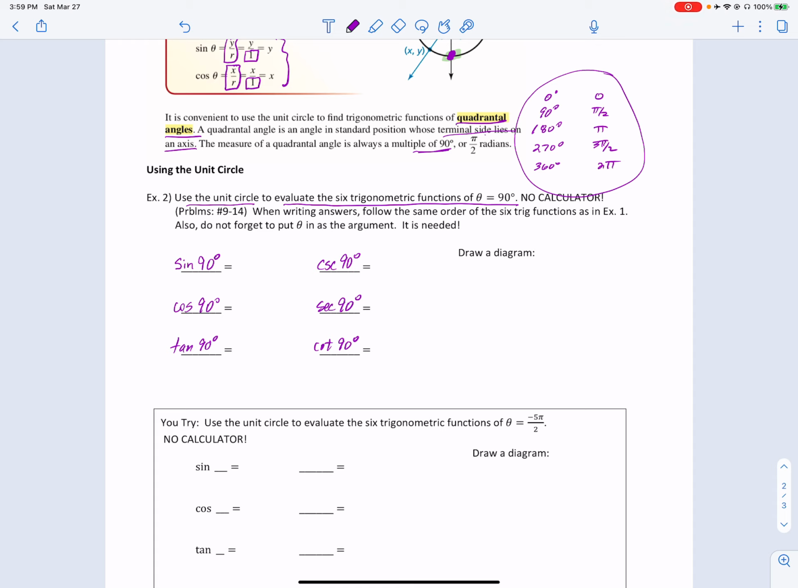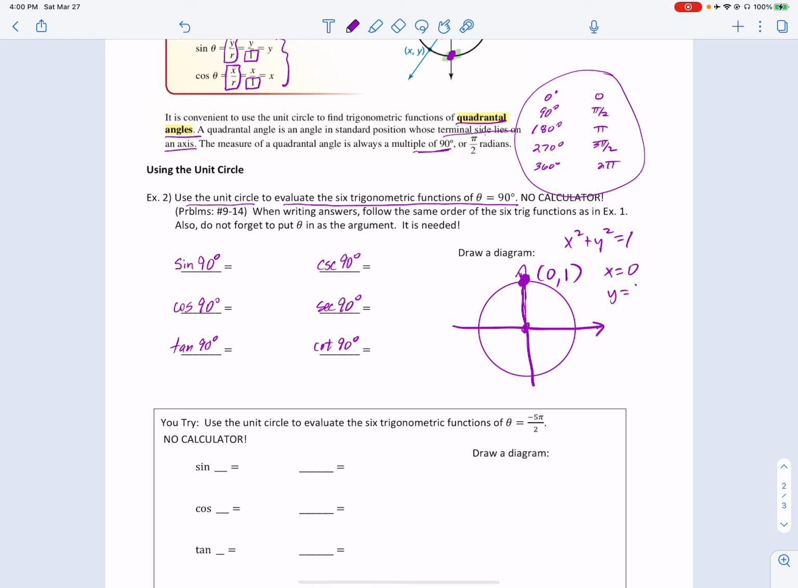So draw a diagram. I want you to draw a unit circle, or attempt to. Okay, there's my attempt. If it's 90 degrees, then the initial side is on the positive x-axis, but we're rotating 90 degrees, and we're going to treat this as the unit circle x squared plus y squared equals 1. So this ordered pair is 0, 1, meaning x is 0, y is 1, and you're on the unit circle, so the radius is always 1.